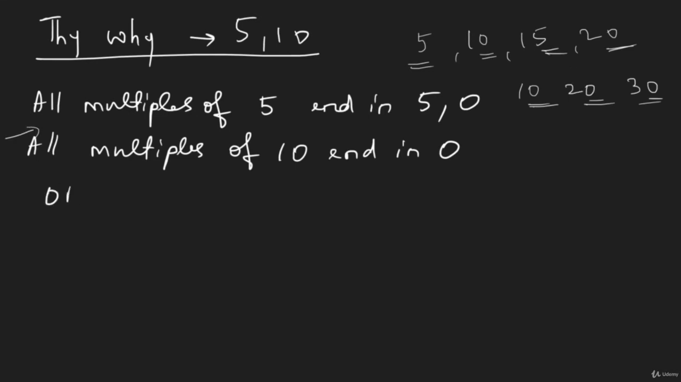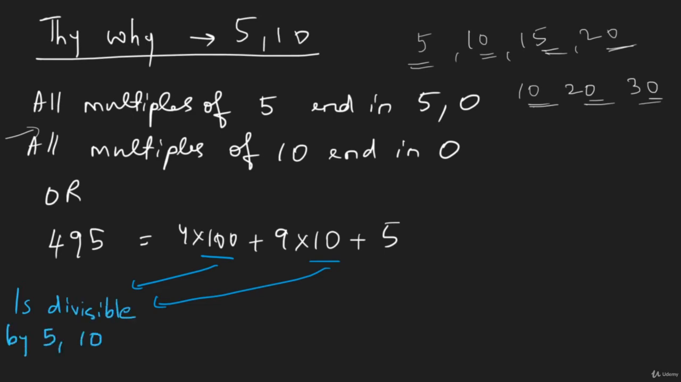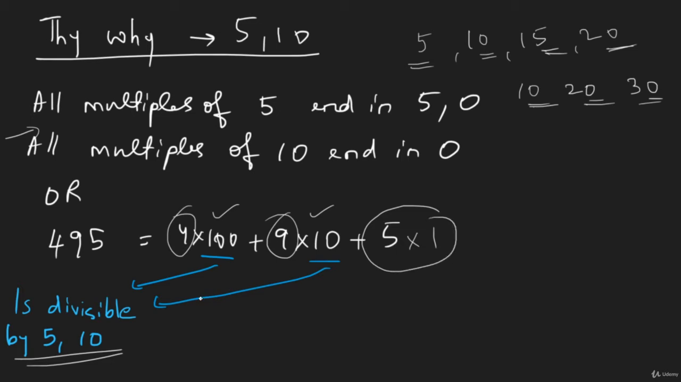What's the other way? Say I have a number 495. Let me write its expanded form. That's 4 into 100 plus 9 into 10 plus 5, right? Now, I can see that 100 and 10, these two place values are divisible by 5 and 10, right? So it does not matter what the digit over here and here is. Whatever the digit, whether it is 7, 4 or 5 or 9, it does not matter. These two parts will be divisible by 5 and 10. But it's not the case with 1, right? Therefore, the divisibility of 5 and 10 depends only on the last digit.